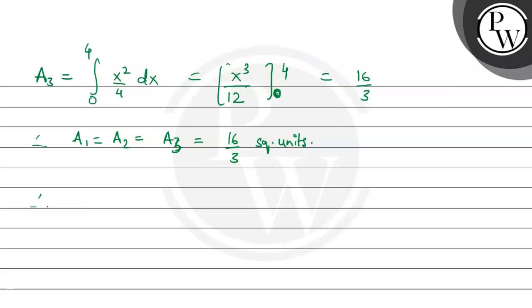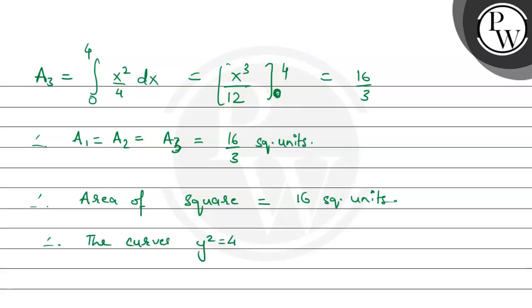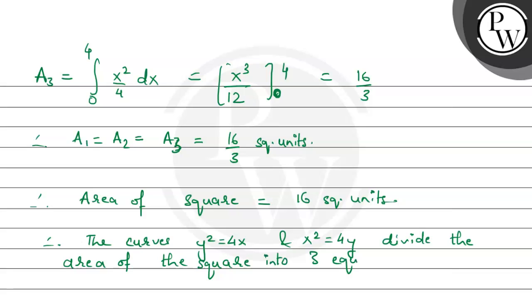And so therefore let's also calculate the area of the square, right. So the area of the square is equal to 4 times 4, that is 16 square units. And now we can say that the curves y squared equals 4x and x squared equals 4y divide the area of the square into 3 equal parts. So this is our final answer.